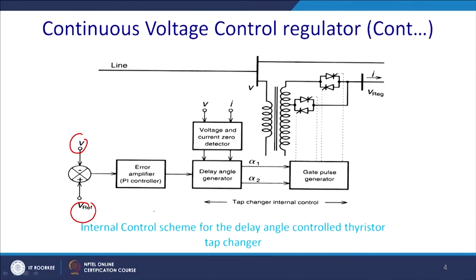So, you have a V and you have a Vref. So, you have a PI controller. From the PI controller the error can be calculated, and this is the information about the zero crossing of voltage and current, and there will be a delay angle estimation of alpha 1 and alpha 2, and accordingly you change the thyristors according to the load. So, this information V1 and I1 will depend on the type of load you will have.